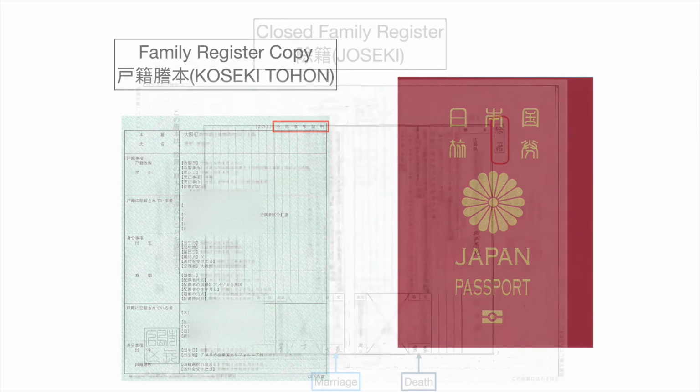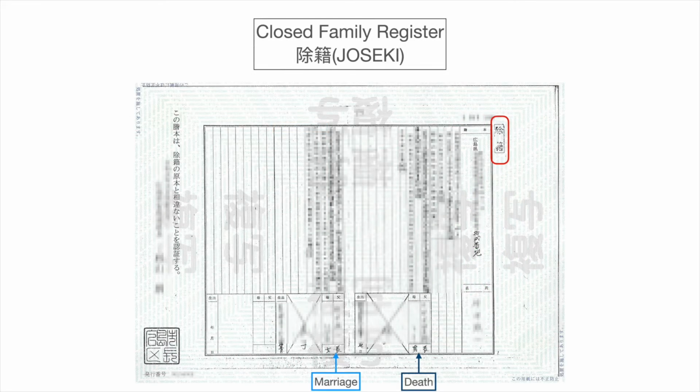The second type is the closed family register, or Joseki. This refers to withdrawals or removals from the family register due to marriage, death, or establishment of a branch family. If all the members of a family register are removed, the family register will be closed and kept separately from the current register. Copies of this are called a closed family register, Joseki. If the permanent address is changed, a new family register will be created with the new permanent address, so the old family register will be changed to closed and stored as a closed family register, Joseki.